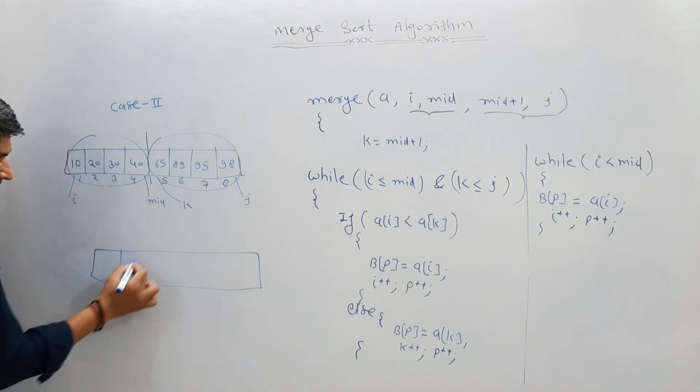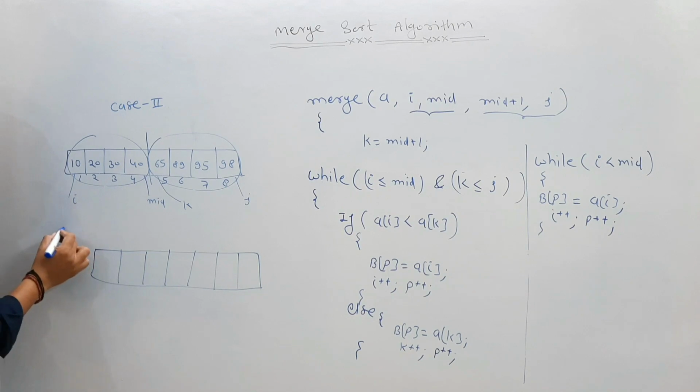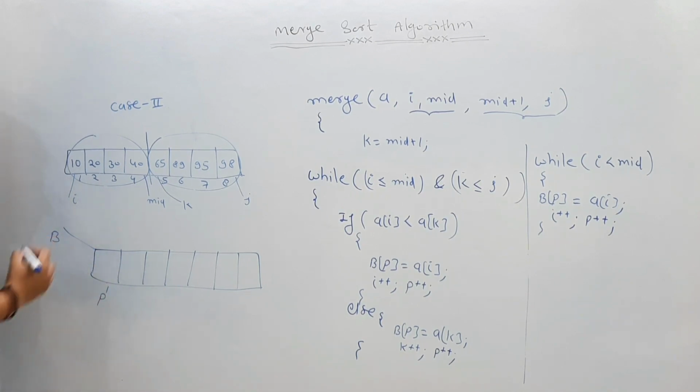So this is the array. This is the extra array we are taking for merging these elements. The name of this array is, let's say, B. Now P is pointing to the index number 1, correct?